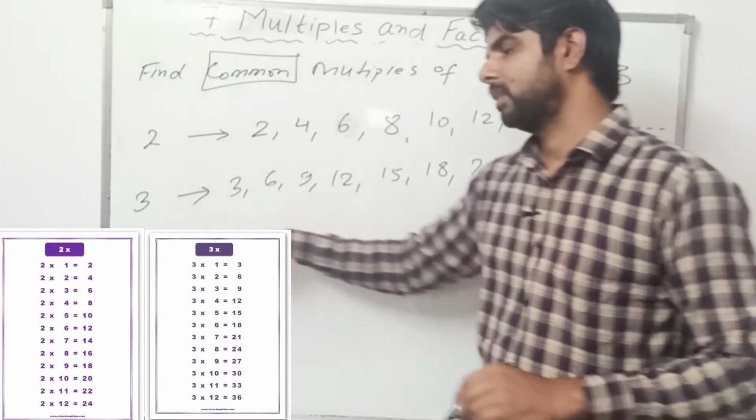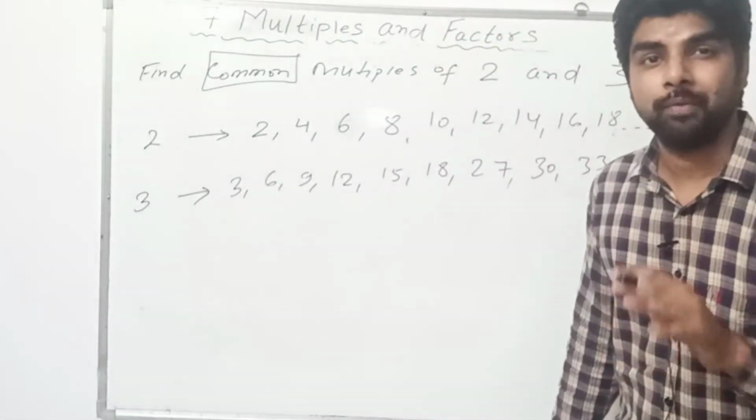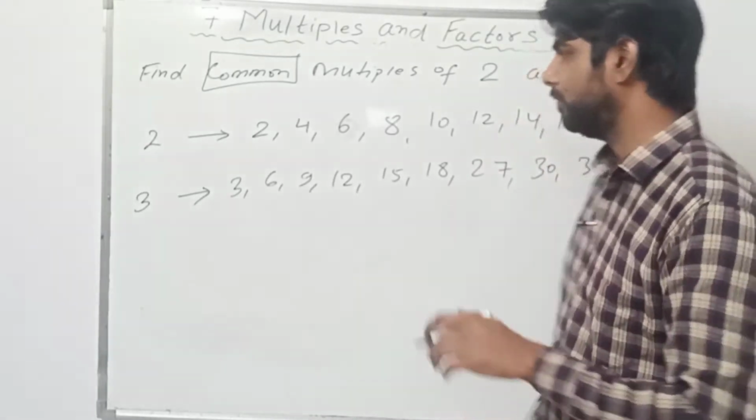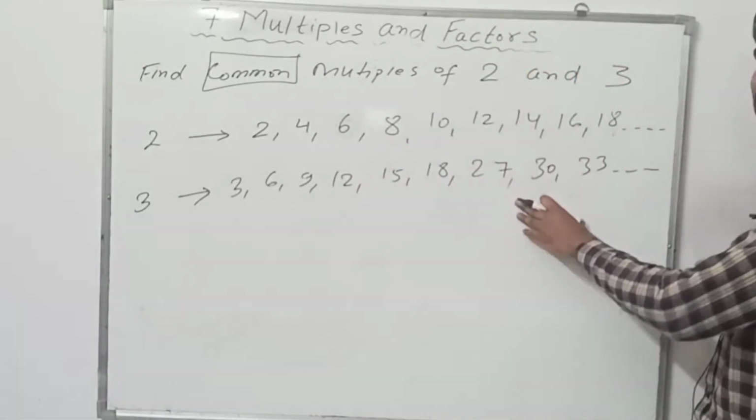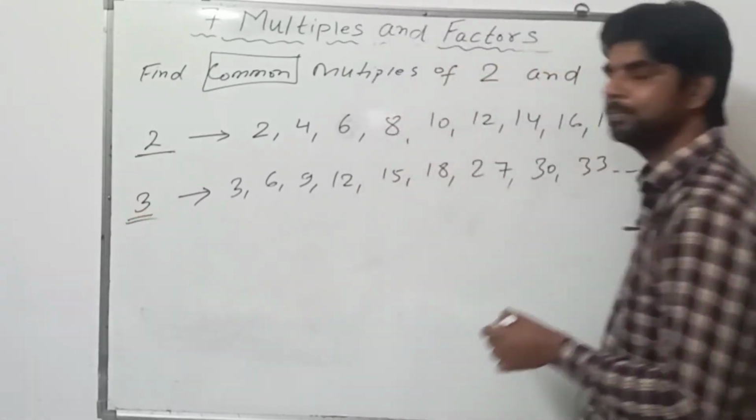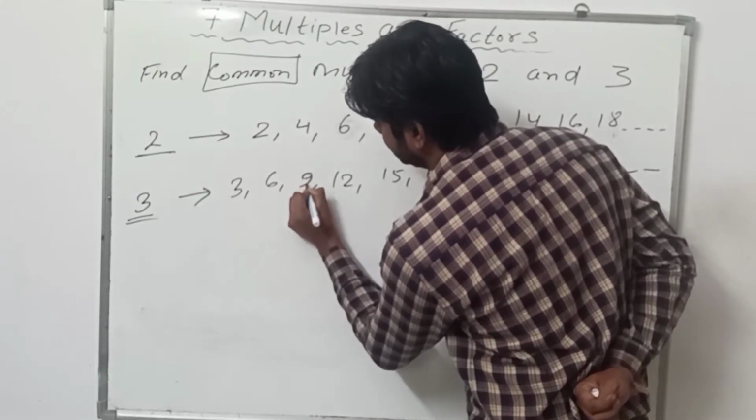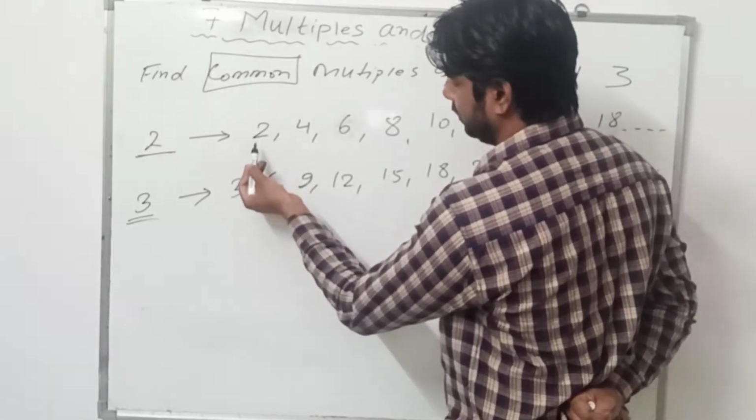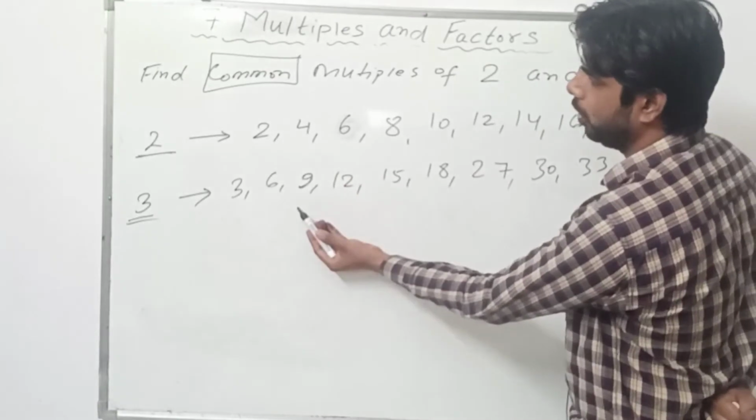So what have we done? We have written the multiples of 2 and 3. But what do we have to find out? We have to find out common multiples. What is the meaning of common? जो दोनों में हो. So we have to find a multiple which is in both lists of multiples. If we write the multiples of 2 and the multiples of 3, now we have to find the multiples which are in both. So here you can see 2 is there, but 2 is not a multiple of 3. 4 is there, but 4 is not a multiple of 3.